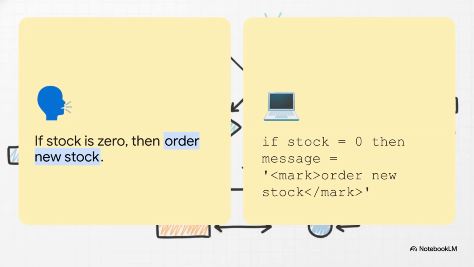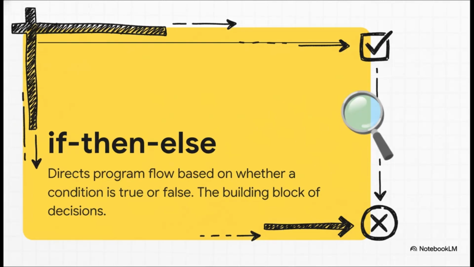So on the left, you've got a simple instruction in plain English, and on the right, that's pretty much exactly how a programmer would write it. It's a direct translation of how we think. And the main tool for this job is the if-then-else statement. This is the absolute cornerstone of programming logic. You can think of it like a fork in the road. If a condition is true, then you go left. Else, you go right. Simple as that.